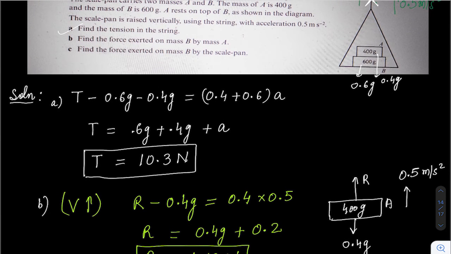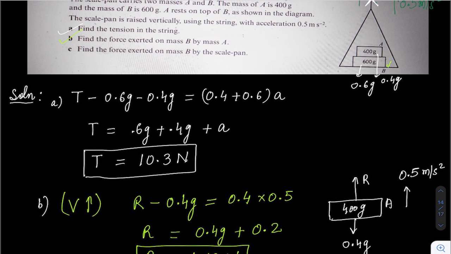So that's the catch here. Instead of analyzing mass B, we are analyzing object A, because analyzing object A is a little simpler. When you analyze object B, there are a lot of other forces. For example, the pan will also come into the picture, right? So it's a little difficult. That's why we analyzed mass A.